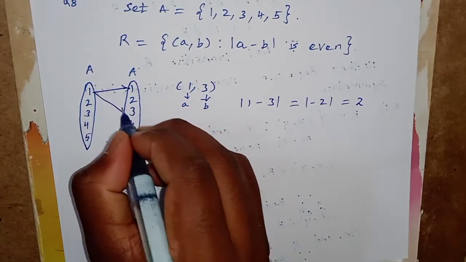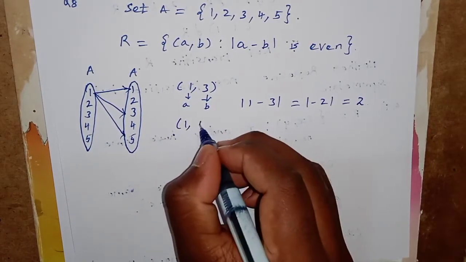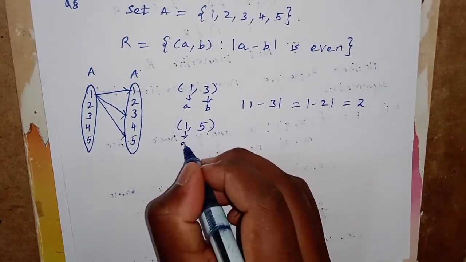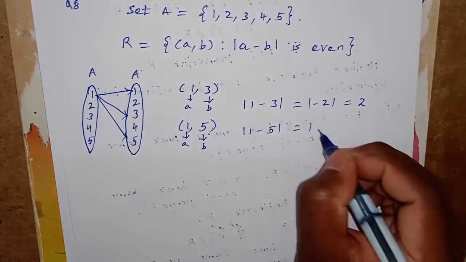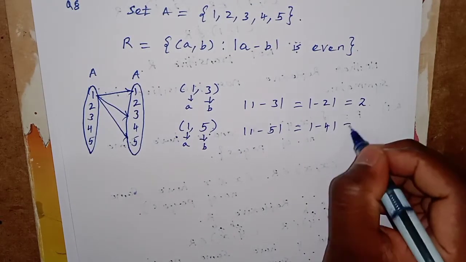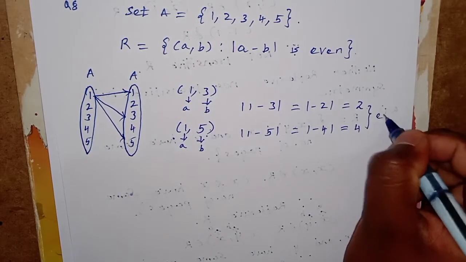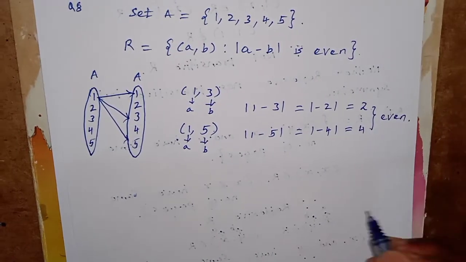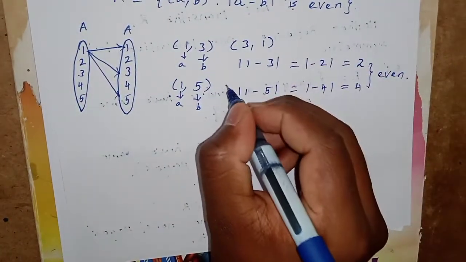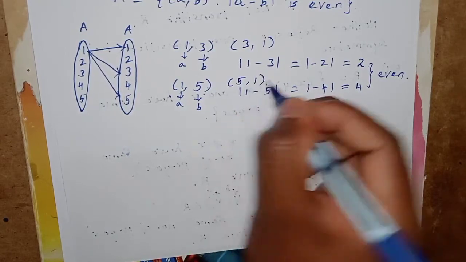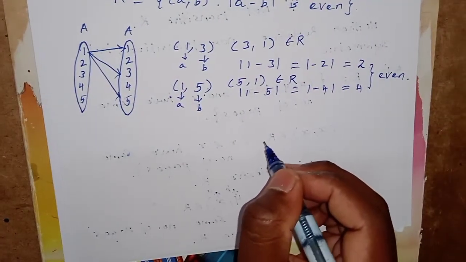First (1, 3), next (1, 5). Here it is A, B. Therefore, 1 minus 5 equal to minus 4. Here taking modulus, minus 4 will become plus 4. Here it is even. Same (3, 1), here (5, 1) also belongs to R.